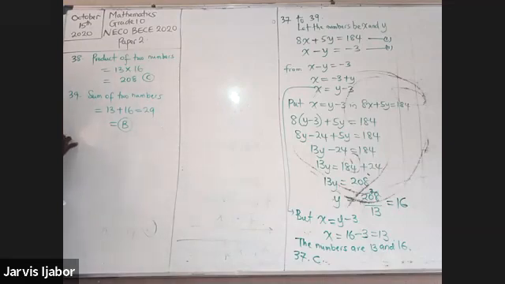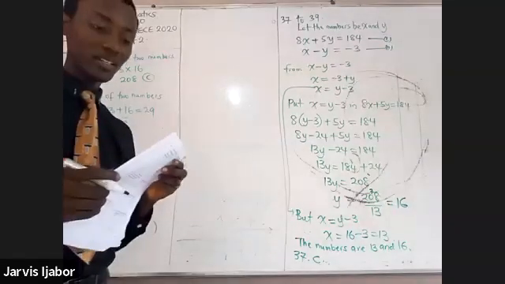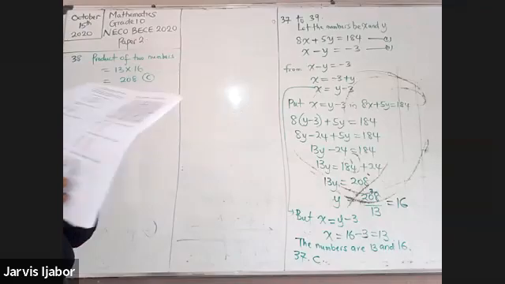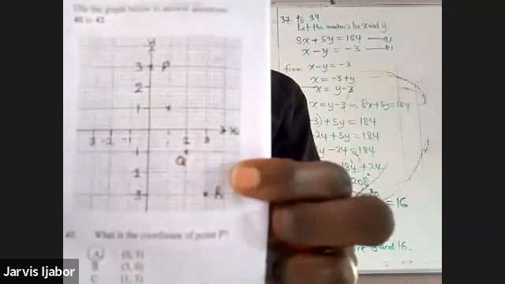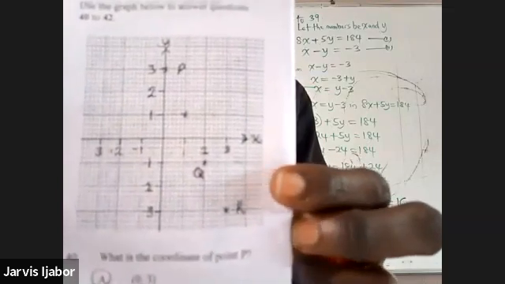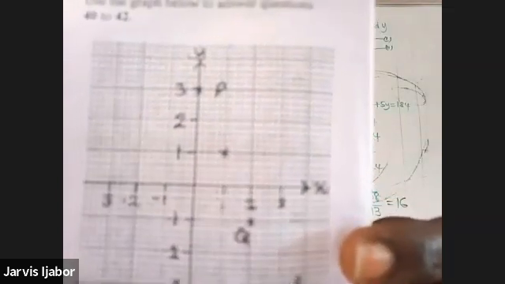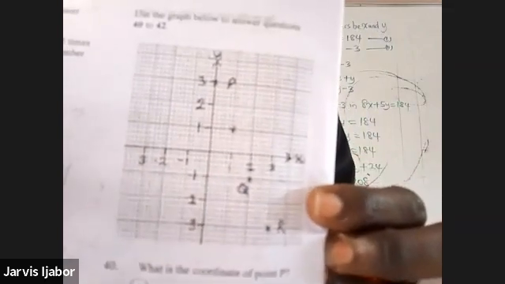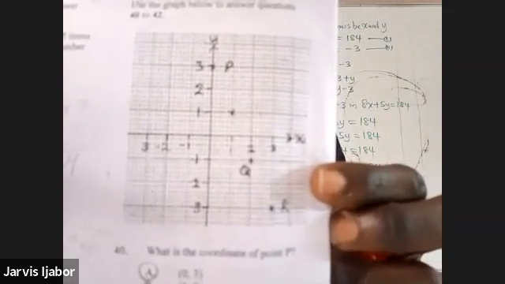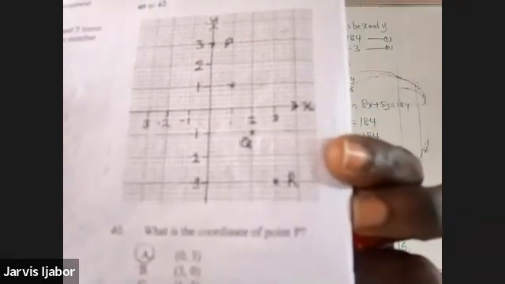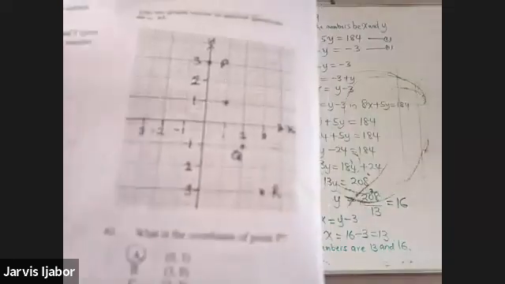Now we come to question 40. In question 40, you're given a diagram. I'll display the diagram a little while so that you have an idea of what we are supposed to do here. If you look at the diagram carefully, you discover that what you have is a graph. You see a point called P. You see a point called Q. You see a point called R.